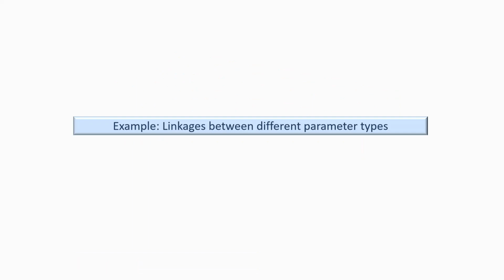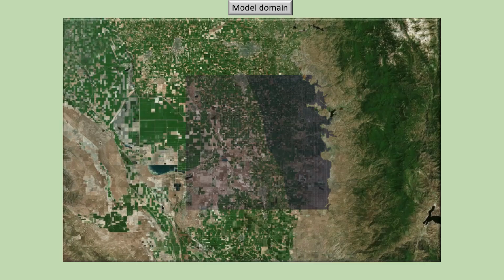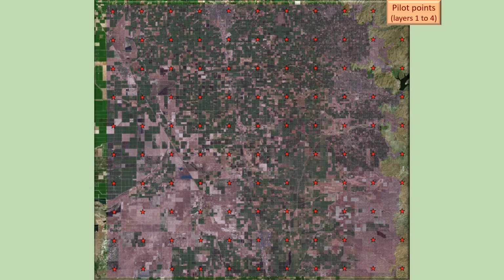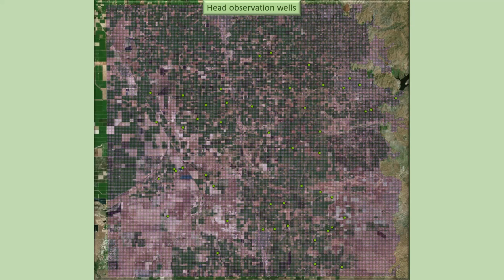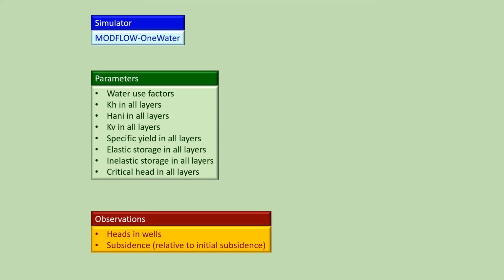Yet another example of sophisticated parameterization of a model domain, done in an endeavor to make maximum use of geological knowledge at the same time as obtaining a good fit with a comprehensive calibration data set. So this is the model domain, and my colleagues in this case emplaced their pilot points in a regular grid. That's the grid that was used in layers 1 to 4. This is the grid that was used in layer 5. The calibration data set consisted of heads in a number of observation wells and also subsidence. Each layer of that model domain was assigned many parameters: hydraulic conductivity, but also horizontal anisotropy, vertical conductivity, specific yield, elastic storage, inelastic storage, and critical head.